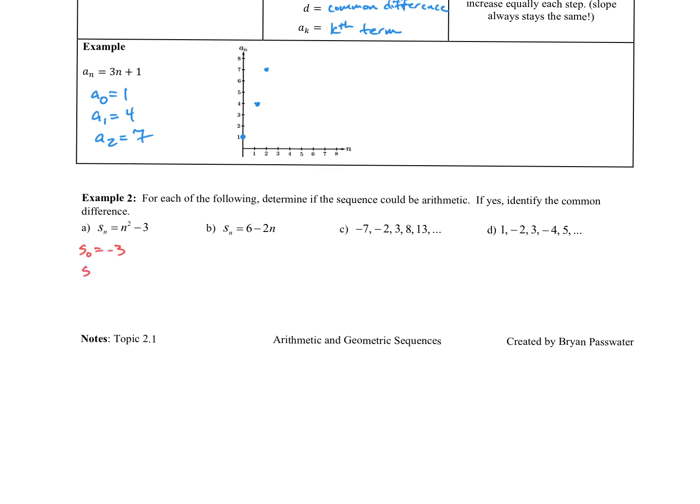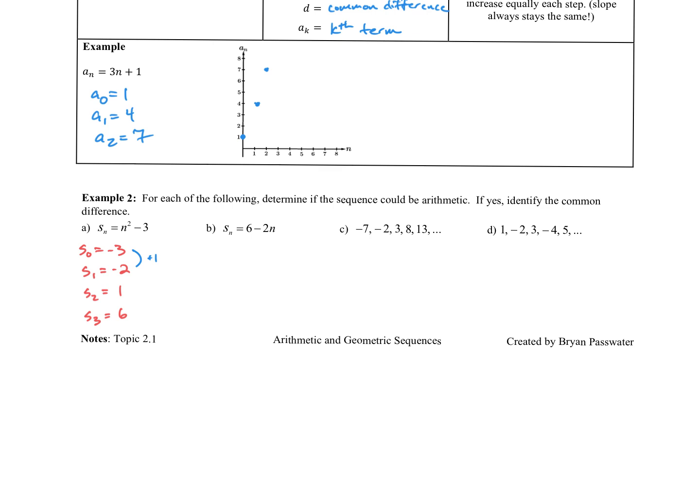Negative 3. What's my s sub 1? What's my s sub 2? 1. I'm going to do one more. What's S sub 3? 6. So my common difference from negative 3 to negative 2, what did I add? 1.